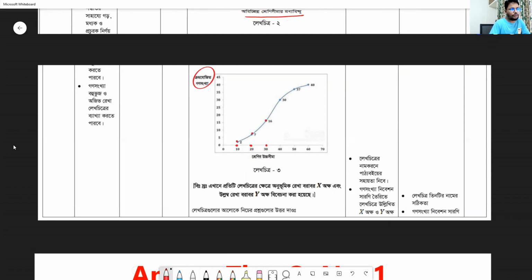And after the fourth over, the total score is 30. After the fifth over, the total score is 37. After the sixth over, the total score is 40. Okay, this is the first batting team.